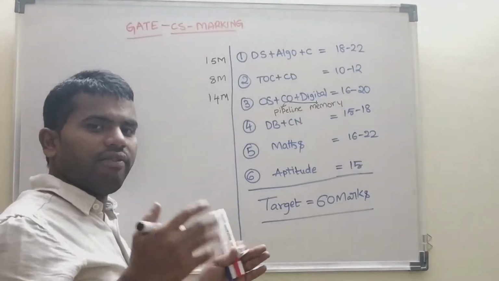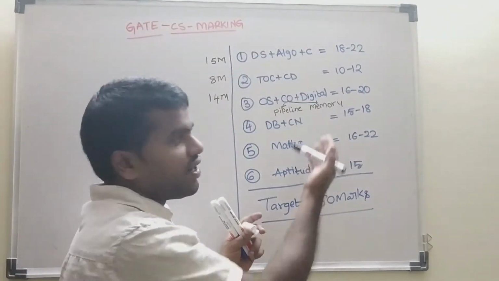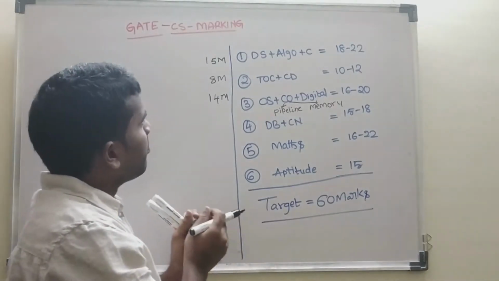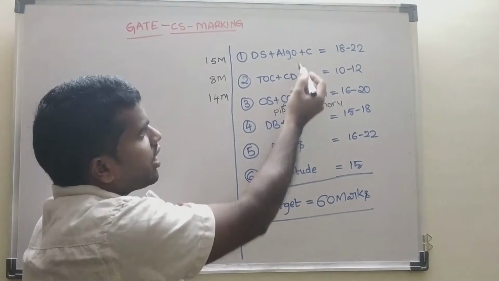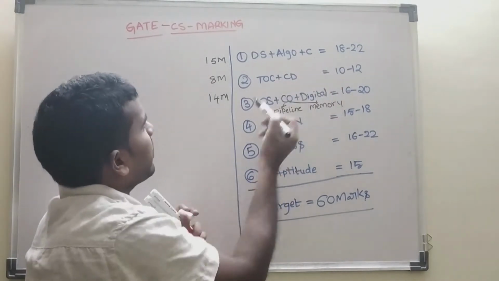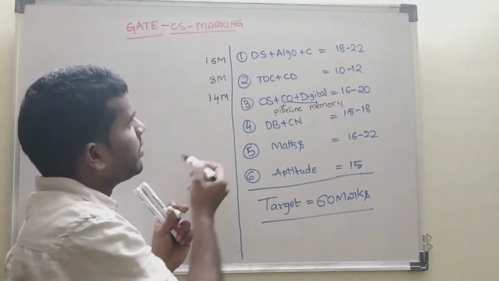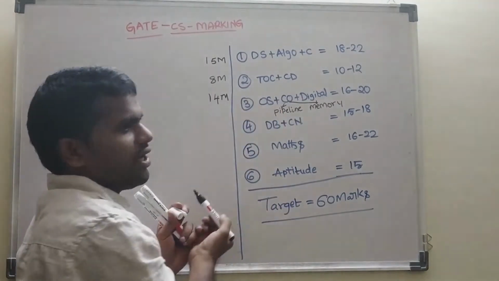This is what was given in the last 10 or 15 years. This is the marking scheme. If you know basics in DS algorithm and C programming, then you will get 15 marks. And in TOC and CD you will get 8 marks.